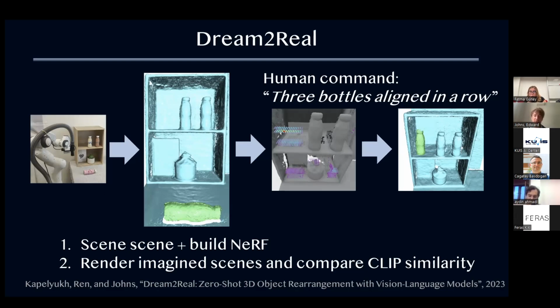And then the robot will render imagined scenes using this NeRF. That's what's in the third image here, where you've got this heat map and the purple and blue lines. Those are all candidate poses of the strawberry bottle. And we're rendering images of the bottle in those poses and then computing the similarity to the text command. And then we're choosing the pose with the highest similarity and then moving the object there physically.